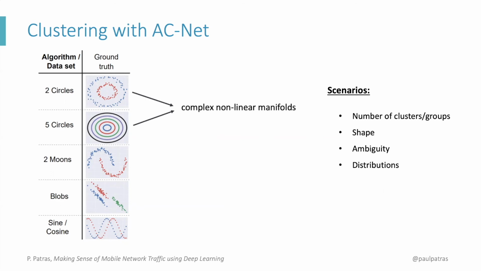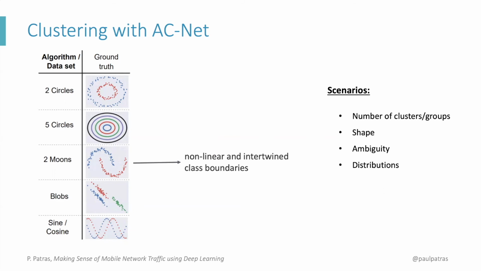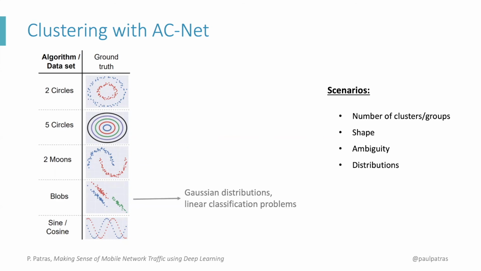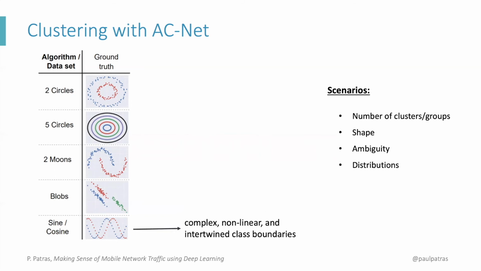So here we looked at complex nonlinear manifolds, basically the whole deal with concentric circles. Then we looked at inputs that had sort of intertwined class boundaries, the two moons example, and blobs. This is when you have Gaussian distributions that are typical to linear classification problems. And then when the input has both nonlinear and intertwined class boundaries.